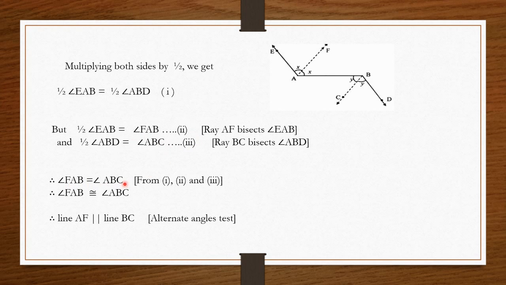Therefore, angle FAB is congruent to angle ABC. In this figure, angle FAB and angle ABC are alternate angles. By the alternate angle test, if the alternate angles are congruent, then the lines are parallel. Therefore, line AF is parallel to line BC by the alternate angle test.